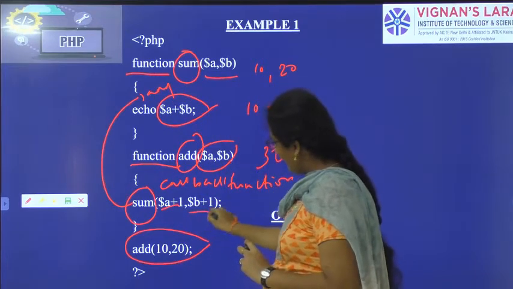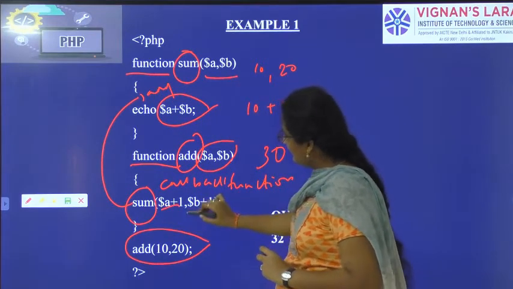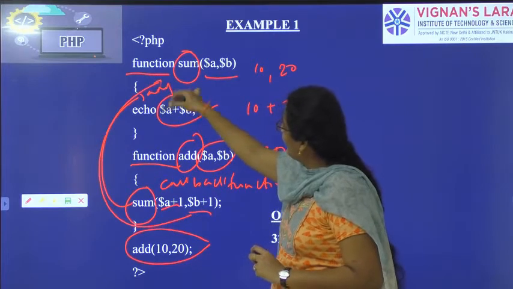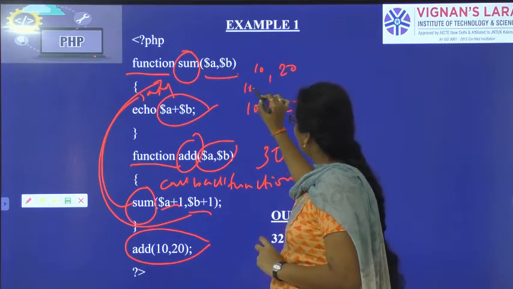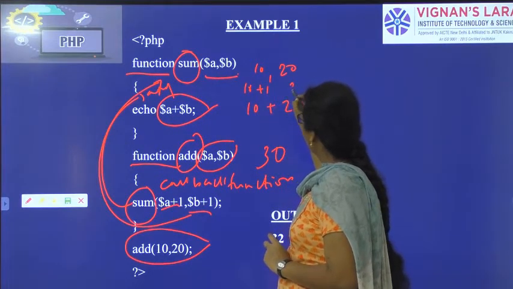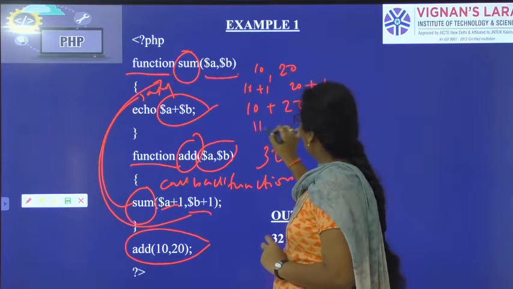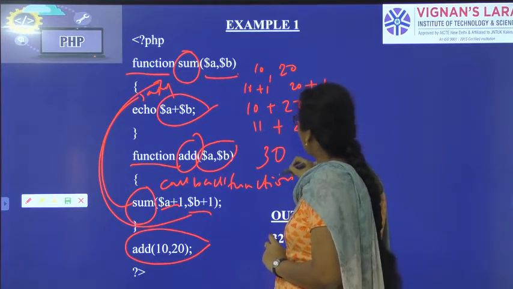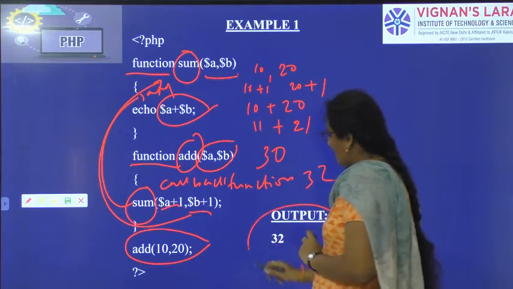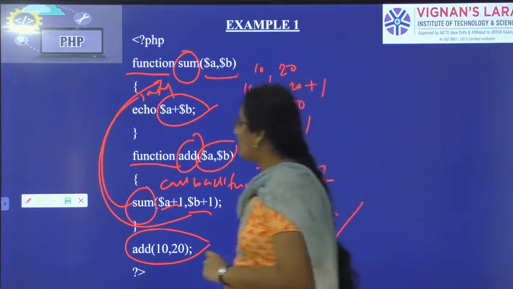So $a plus 1, $b plus 1 we have here. So this will again call back to the function: a plus 1, 10 plus 1, b plus 1, 20 plus 1, 11 plus 21, 32 will be the output. So this is how the output changes.